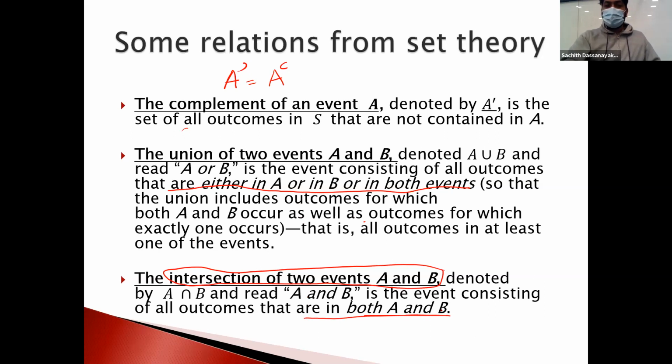Union we denote by a symbol. It's not the letter U, it's a symbol. Or you can simply write it as A or B, by letters. Intersection you can denote by a different symbol, or you can write it as A and B. So for intersection, the keyword is AND. For union, the keyword is OR.